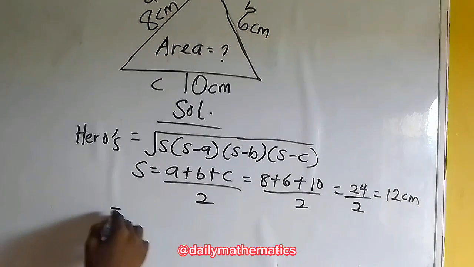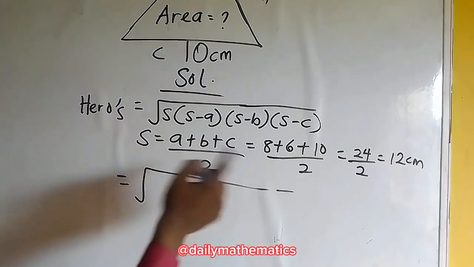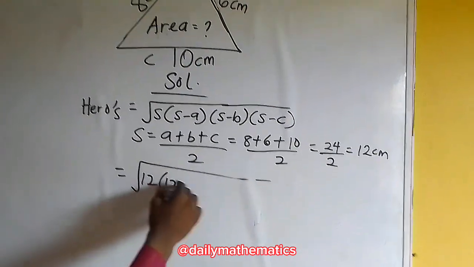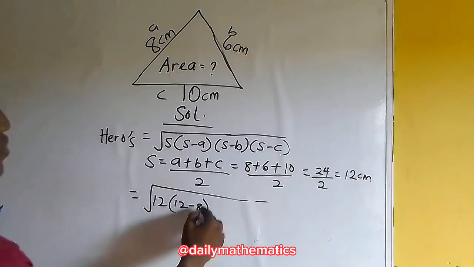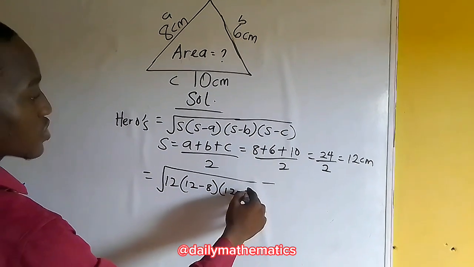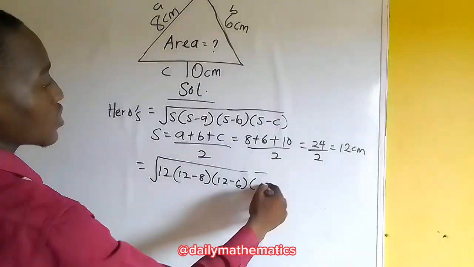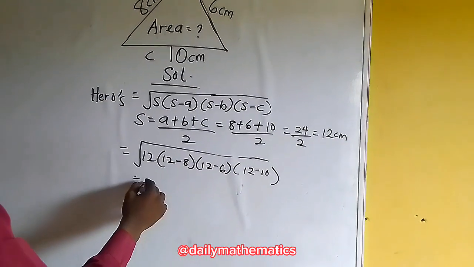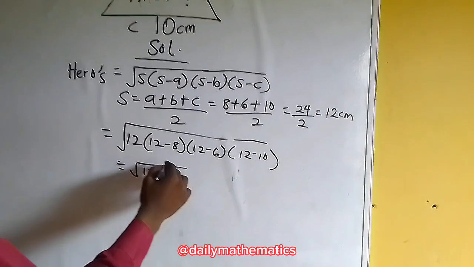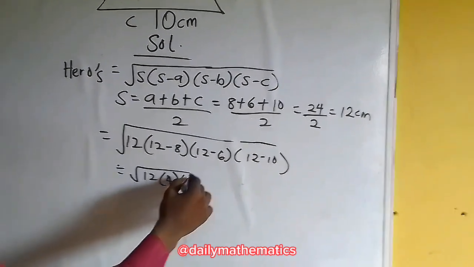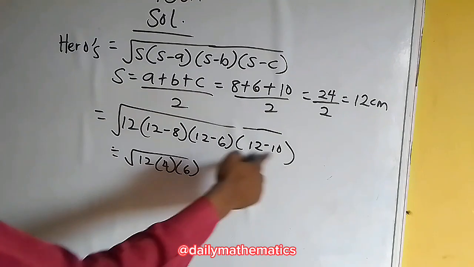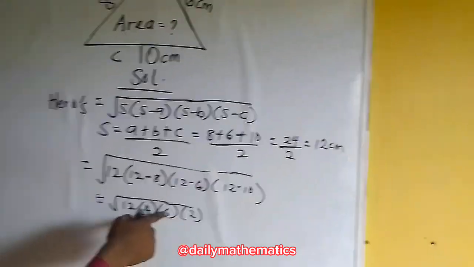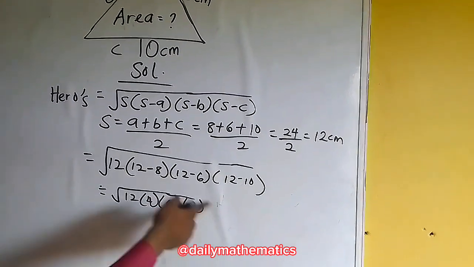So we go into this Hero's formula, square root. We have our s first, 12, bracket s minus a, 12 minus 8, bracket 12 minus 6, bracket 12 minus 10. So square root of 12, bracket 12 minus 8 gives us 4, bracket 12 minus 6 gives us 6, 12 minus 10 gives us 2. So 4 times 6, that's 24. 24 times 2, that's 48.